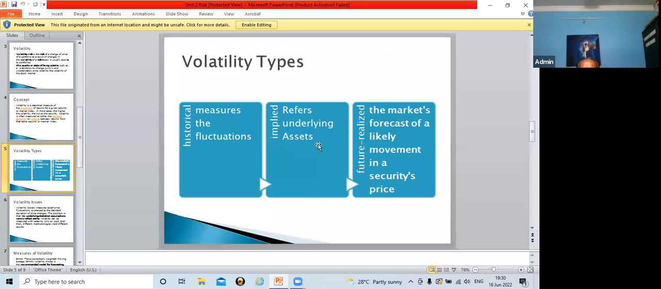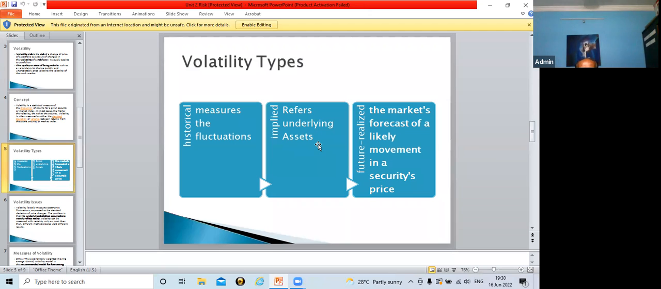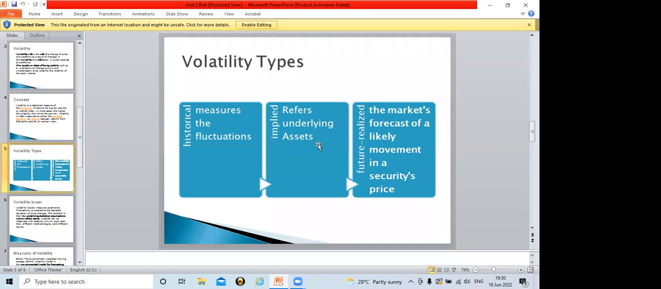From cream, ghee. Yes. So ghee, paneer, curd, these are the underlying assets. What is the basic asset? The basic asset is milk.